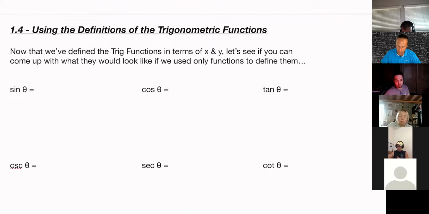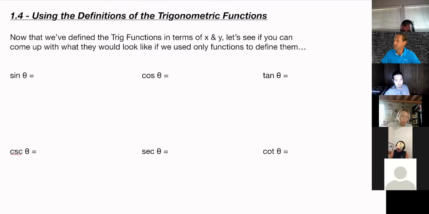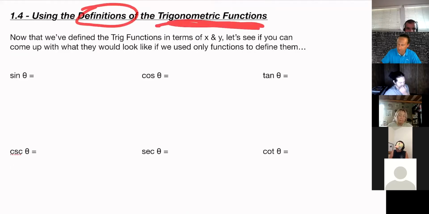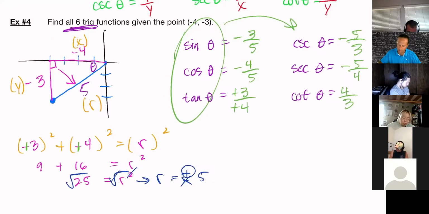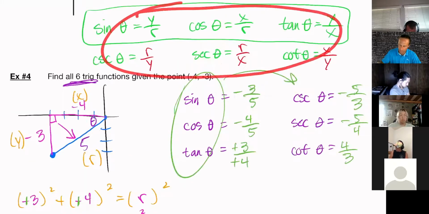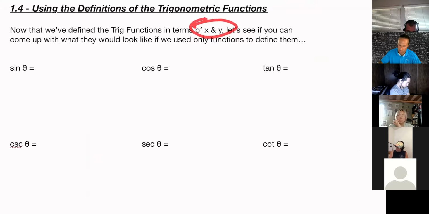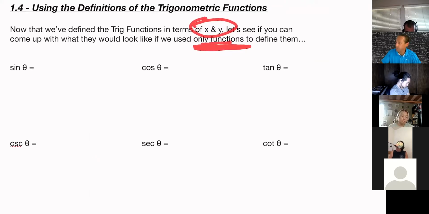That's a great segue into the very last section for today. I'll wrap it up here. 1.4, using all of those things that we just defined. Now we talked about what they were in terms of x and y just a minute ago. But what if I wanted to write them in terms of only functions? Well, what do I know sine is comparable with? What other function?